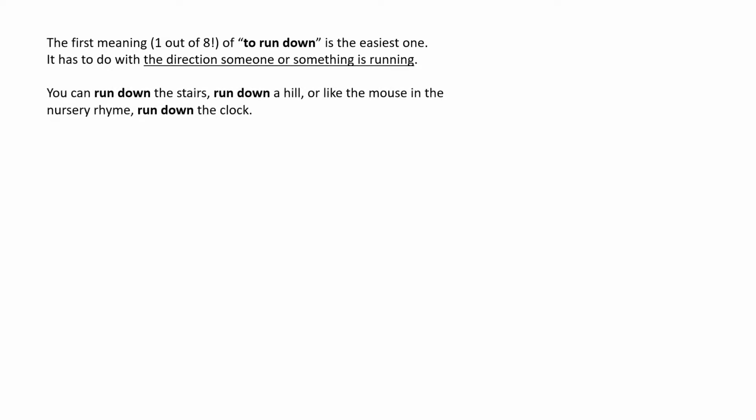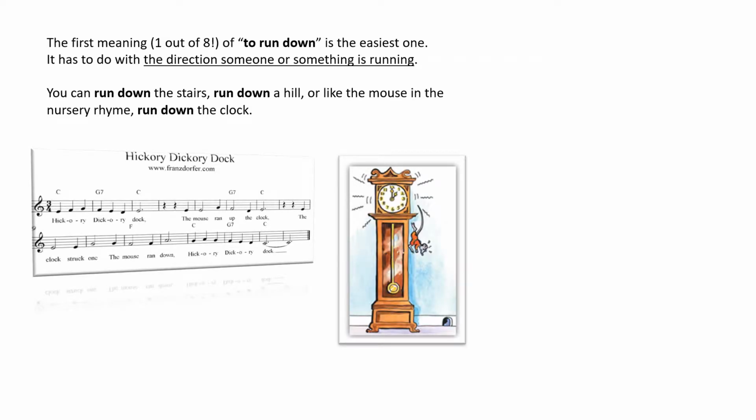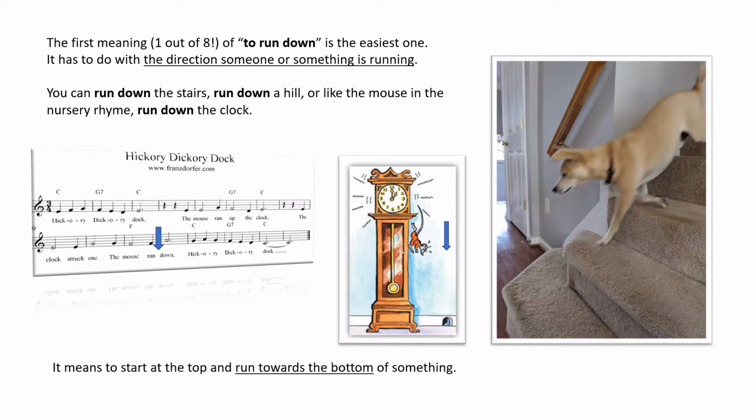The first meaning, 1 out of 8, of to run down is the easiest one. It has to do with the direction someone or something is running. You can run down the stairs, run down a hill, or, like the mouse in the nursery rhyme, run down the clock. It means to start at the top and run towards the bottom of something. You can see in the picture Oscar running down the stairs.